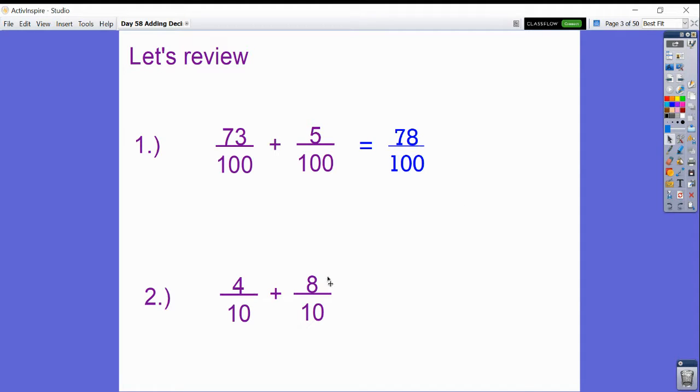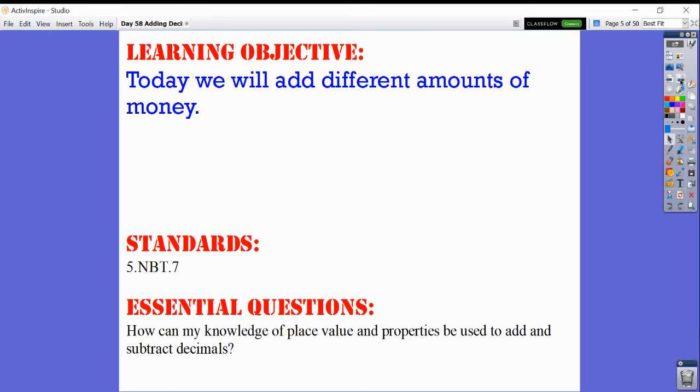Here we have 4 tenths plus 8 tenths. Those denominators are the same, so we can add. 4 plus 8 gives me 12 tenths. 12 tenths, but we know that's an improper fraction, and we can write it as 1 and 2 tenths.